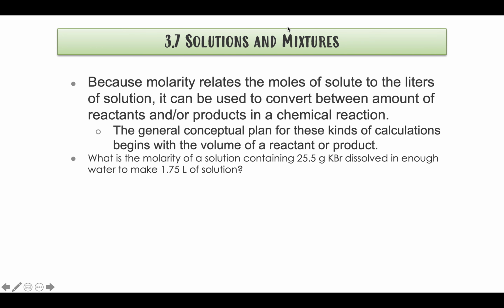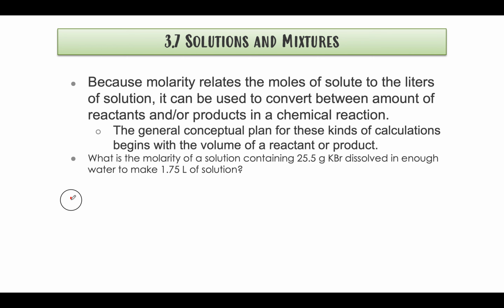So here we have the molarity of a solution. I'm going to try this, but I'm doing this on my computer, not my iPad, so we'll see how this goes. It says, what is the molarity of a solution containing 25.5 grams of potassium bromide dissolved in enough water to make 1.75 liters of solution?